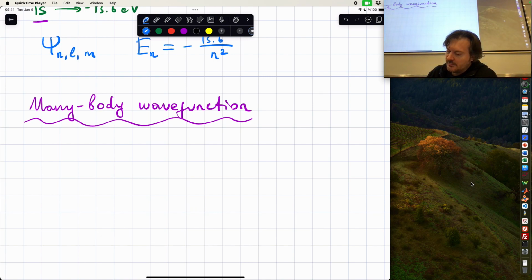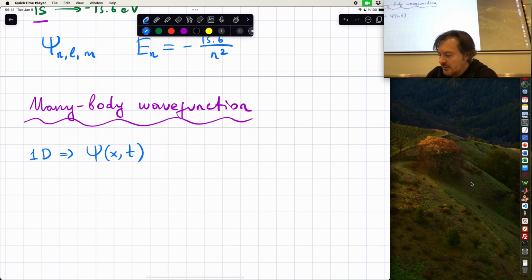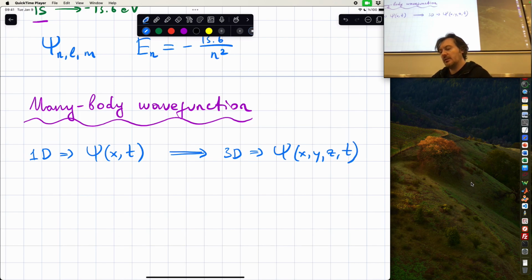We already have seen some extensions of one-dimensional Schrödinger's equation, right? What we did is, in one dimension, we had psi of x, t, and we just expanded it to 3 dimensions by simply writing psi of x, y, z, t, right? So what if you have many particles, more than one particle? What do you do then?